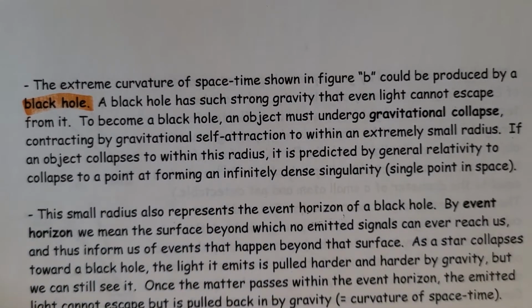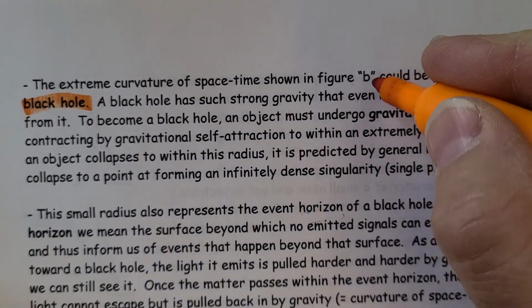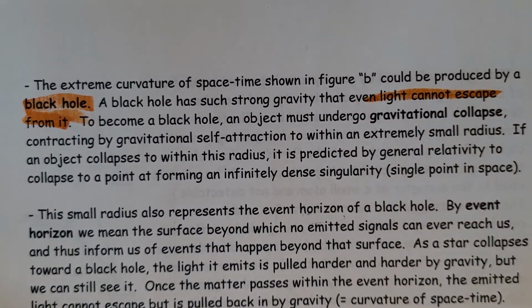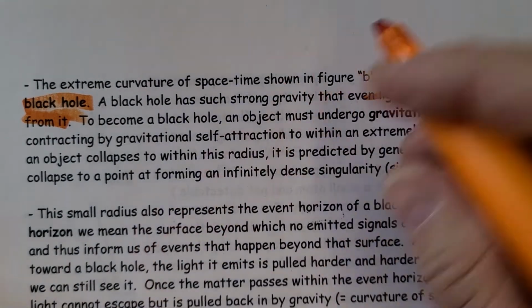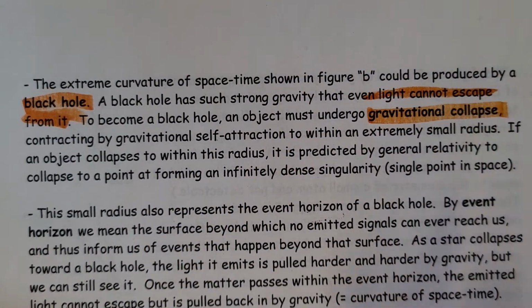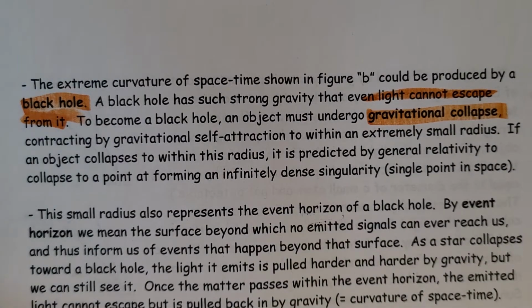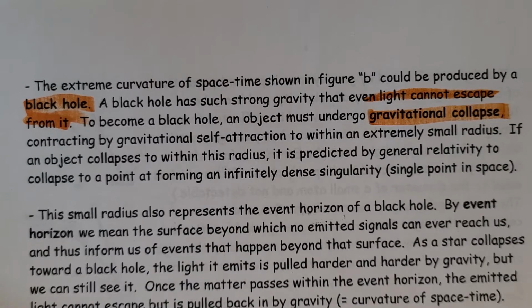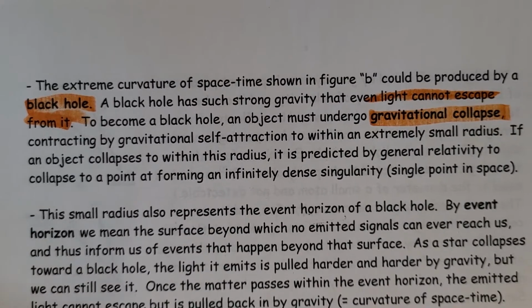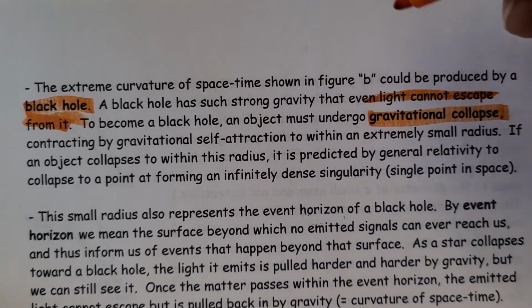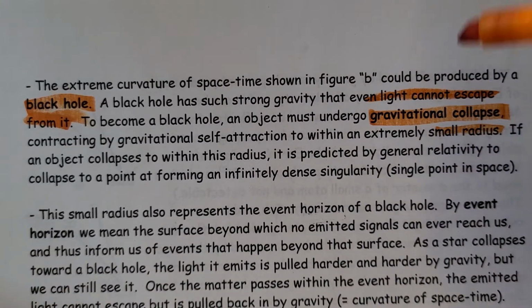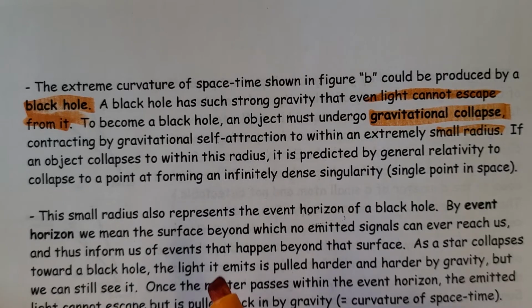A black hole has such strong gravity that even light, if it's caught in its path, can't escape from it. To become a black hole, an object must undergo a gravitational collapse, which is the lifetime of a star. Potentially. A star doesn't have to undergo a gravitational collapse, but it could. So it contracts smaller and smaller to an extremely small size, but yet you have all that mass compressed in that small space.